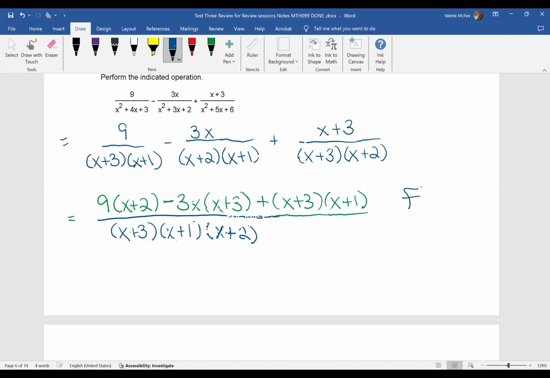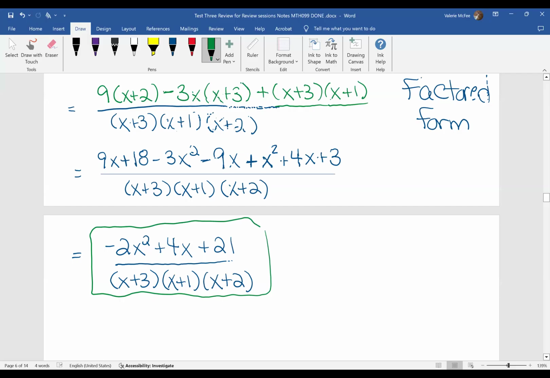Sometimes you're told to leave these questions in factored form. Do not stop here. You have to open the brackets, combine like terms, and then check for any factoring in the numerator. So notice I've opened the brackets in the numerator. You don't need to open the brackets in the denominator. I've combined like terms, and I cannot factor that quadratic trinomial in the numerator. This question has been simplified, and it is in factored form.